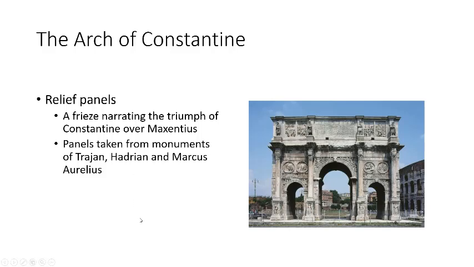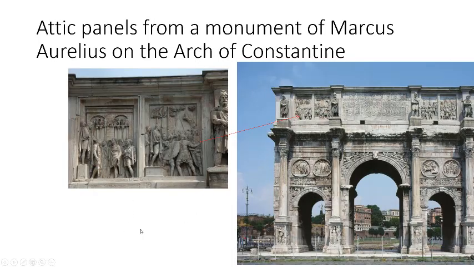And he chose reliefs from their particular commemorative structures and actually places them on his own, identifying himself with these people. It's more than identifying, incorporating them within him. So here are some of the attic panels from a monument of Marcus Aurelius. So yes, he takes these from Greece. Right? So there's some panels from, yeah.